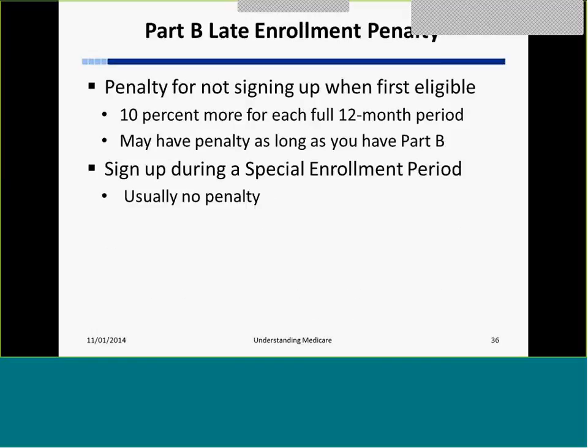Part B enrollment penalty. I didn't understand, I didn't activate my Part B, and I should have. I didn't have other coverage through my or my spouse's employment. And now I know I have 10% added for each full 12 months, and I can only sign up during the general enrollment period.